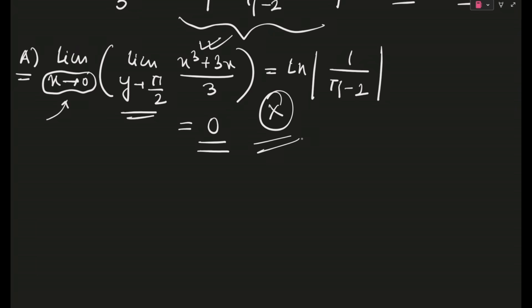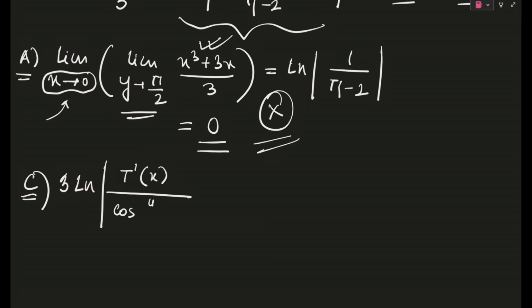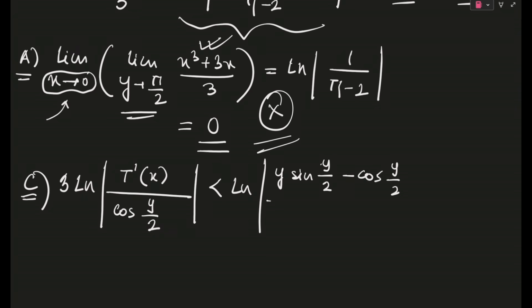Okay. So guys, in our next option, which is option number C, this is also a bit complicated to explain, like why it is wrong. So in option number C, actually what we had was 3 ln mod t dash x whole divided by cosine y by 2. This thing was given to be less than ln mod y sine y by 2 minus cosine y by 2, and this thing is whole divided by m t of x plus n, and we have to see whether this is correct or not.